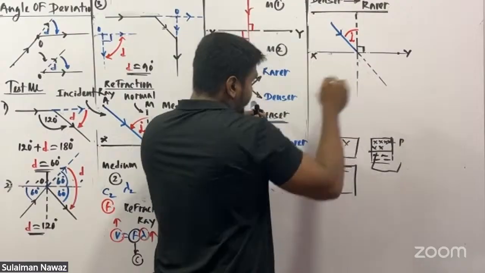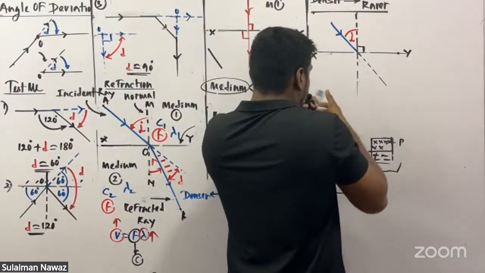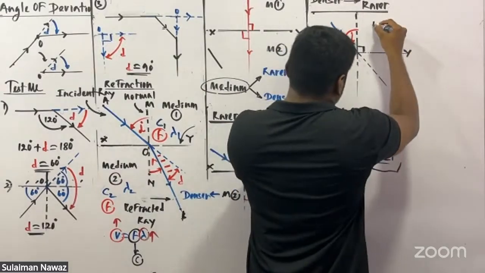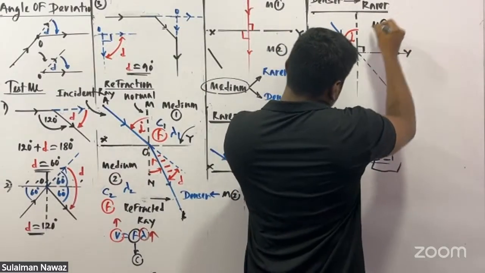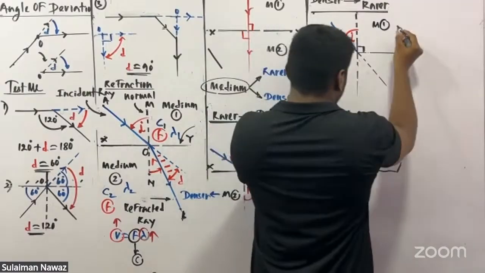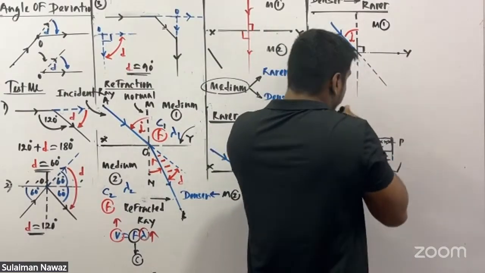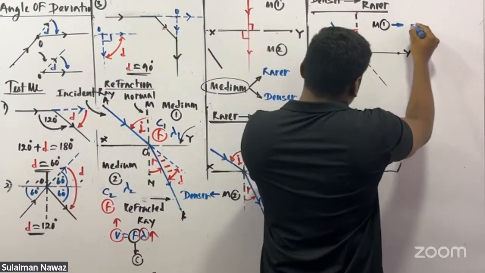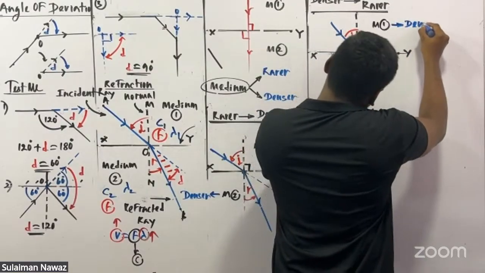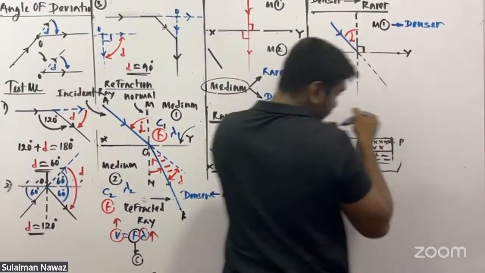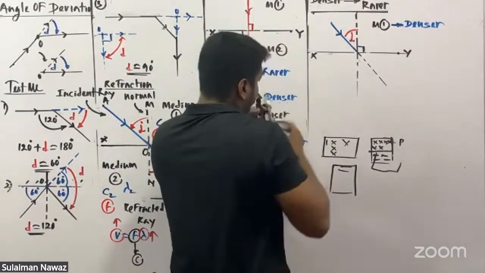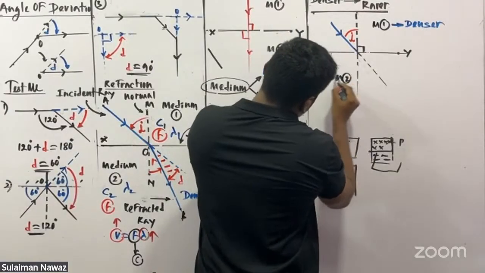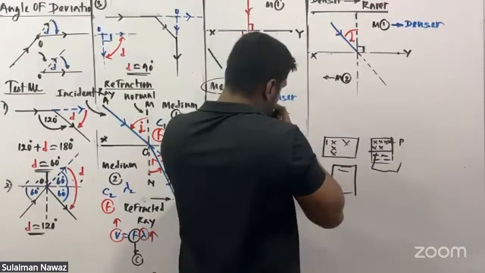What happens? Medium 1 is denser, and medium 2 is rarer. When a light ray undergoes refraction from denser to rarer, medium 1 to medium 2, denser to rarer.